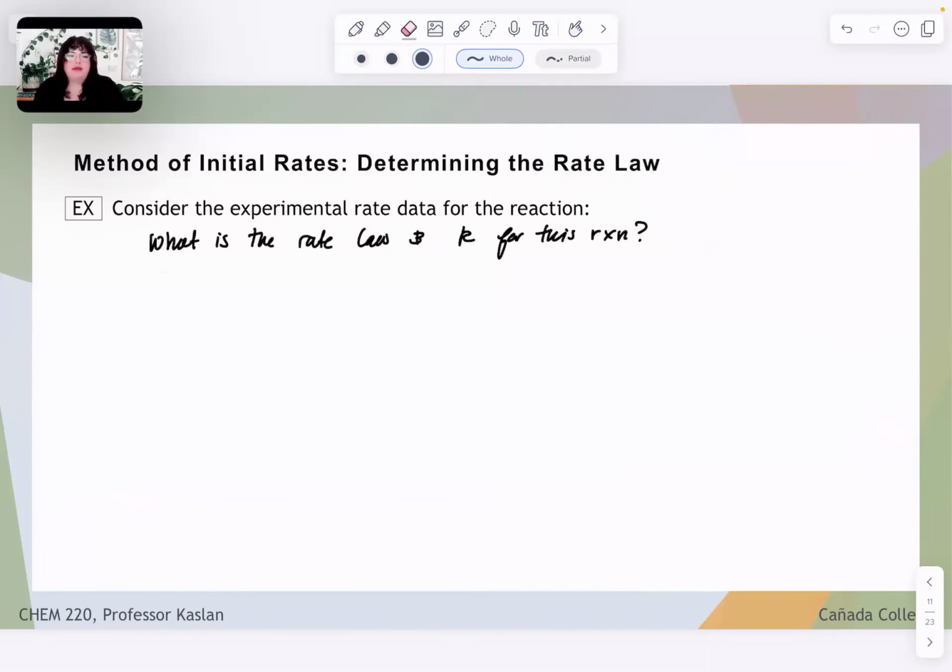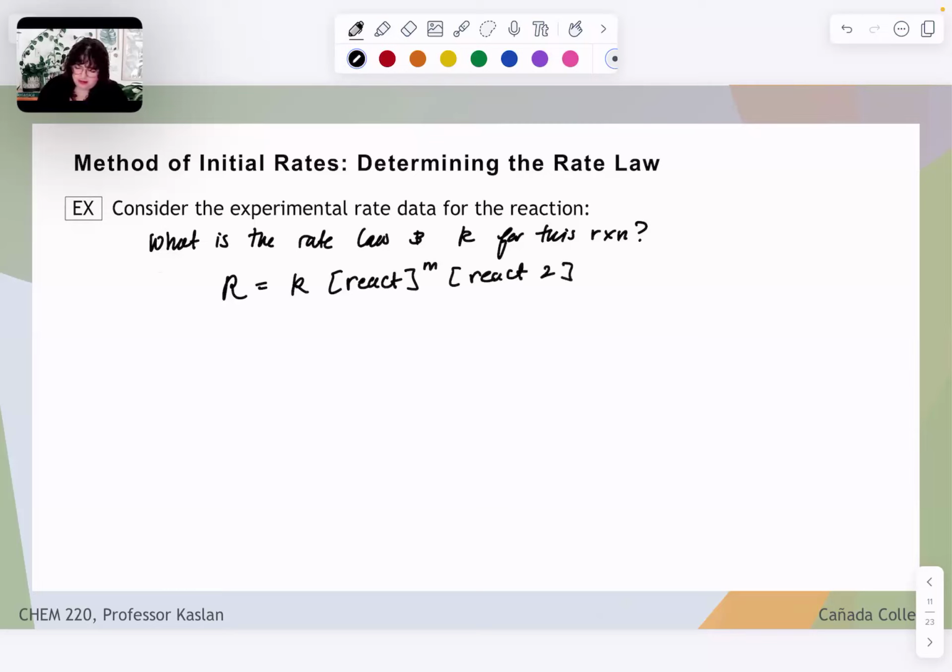Okay, what do we do with this? What is the rate law, and not the equilibrium, the rate constant, lowercase k, for this reaction? So recall the rate law has structure R is equal to k, concentration of reactant 1 raised to the m, times reactant 2 raised to the n, where m and n are the orders.